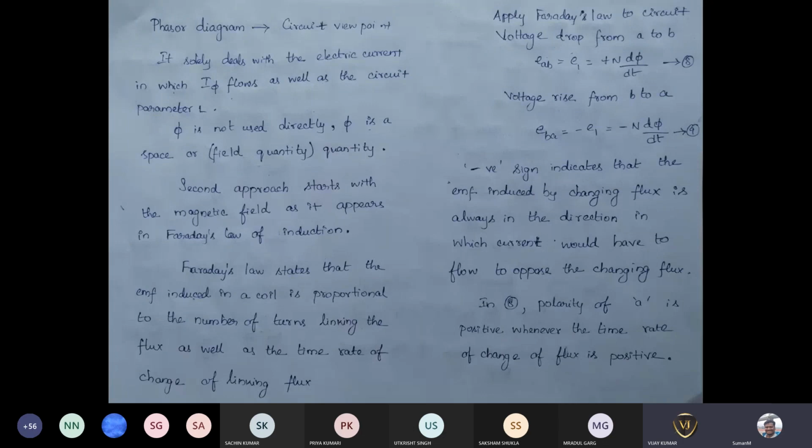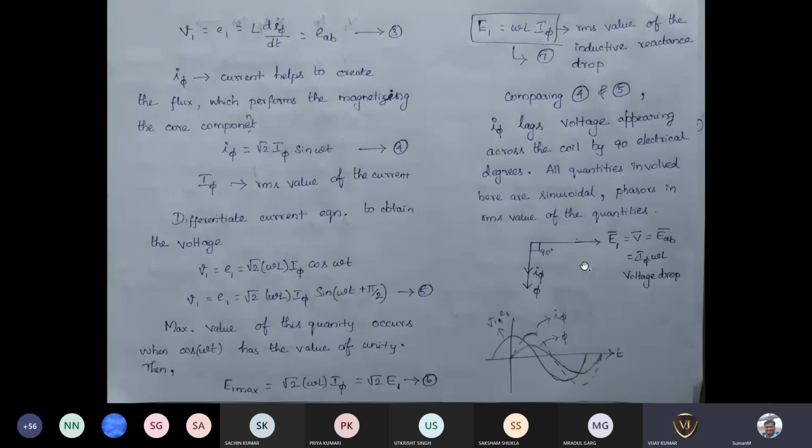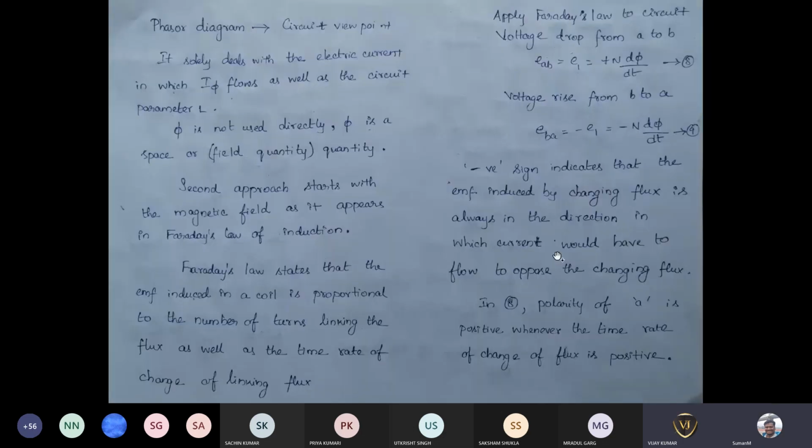Then the second approach. Till now, whatever we had discussed is of the circuit viewpoint. Now I discussed one thing which is based on the flux, that is, based on Faraday's law of induction. Okay, so one is based on the pure circuit viewpoint. That pure circuit viewpoint is this, and if you are talking in terms of Faraday's law of induction or magnetic field, then I told about one thing.